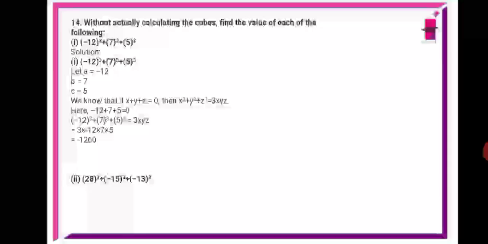So based on that application, you can see the previous proof. Without actually calculating the cubes, find the value of each of the following. Minus 12 cube plus 7 cube plus 5 cube. If you add a plus b plus c, you get 0. So directly I can take 3 into minus 12 into 7 into 5. That is minus 1260. Similarly, you can go with 28 cube plus minus 15 cube plus minus 13 cube.